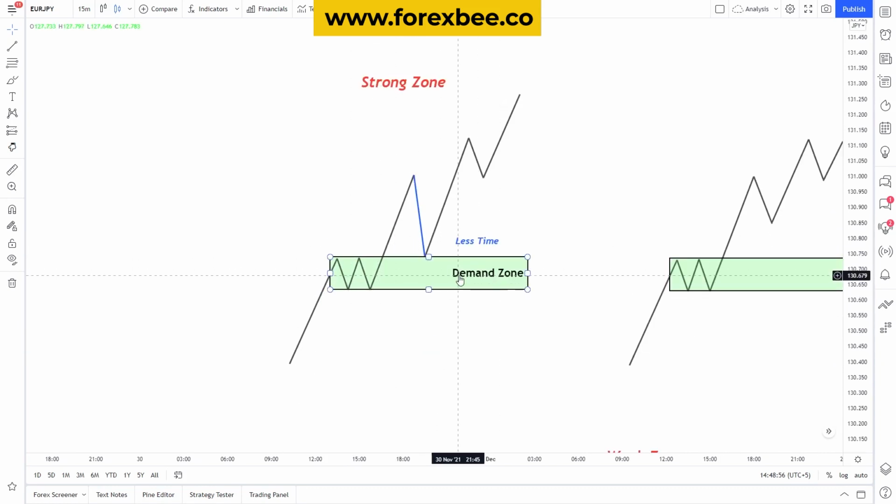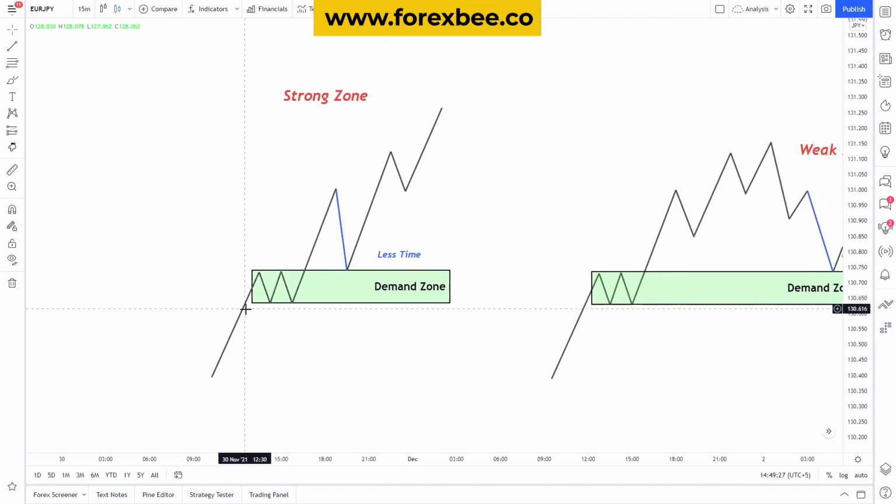In order to identify if this demand zone is weak or strong, we need to see if the price comes back to this demand zone. Okay, and how much time does the price take to come back to this demand zone? Because after the formation of this demand zone, the institutions will put their pending orders. Okay, they will place their pending orders at this zone. So the earlier the price comes back to pick those pending orders, the stronger that demand zone is.